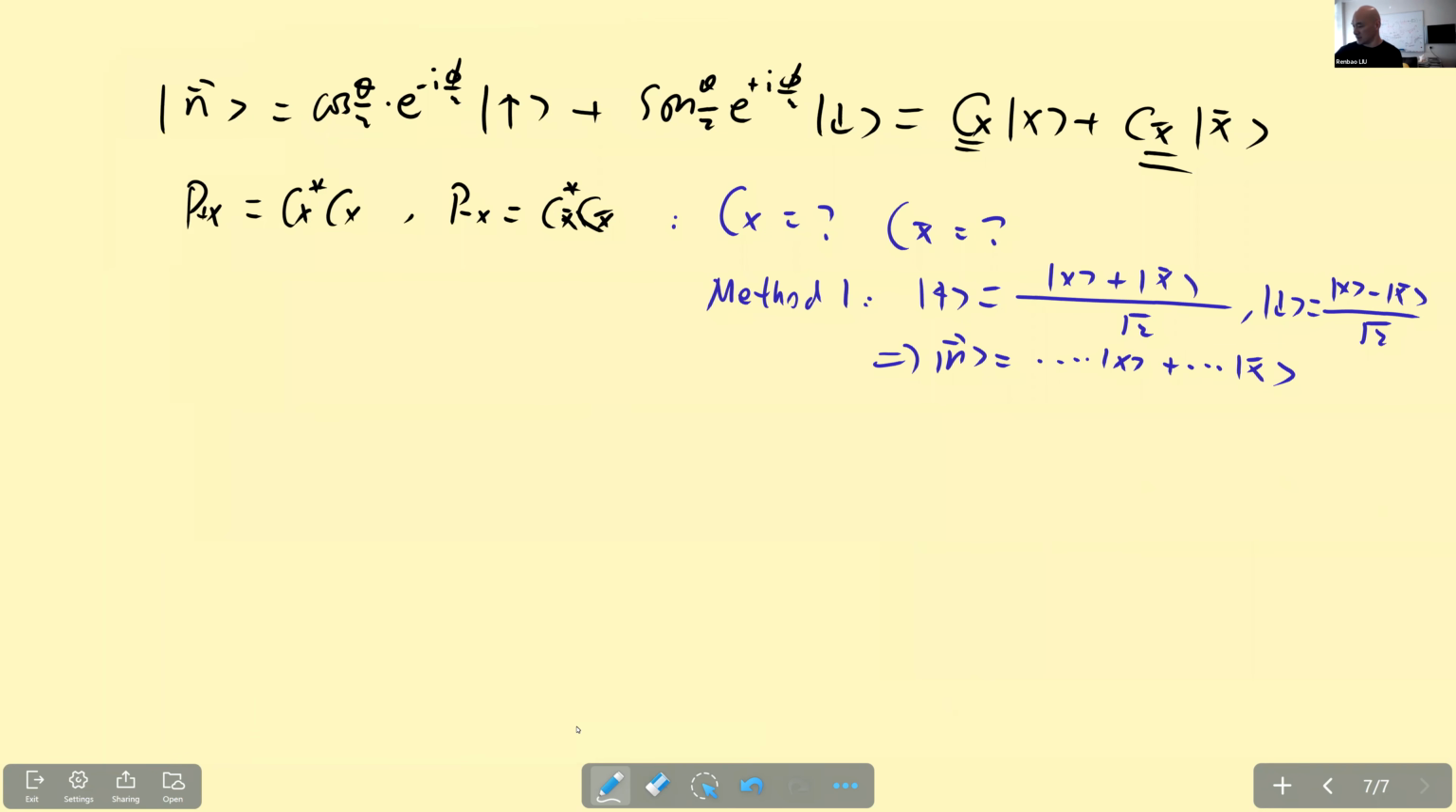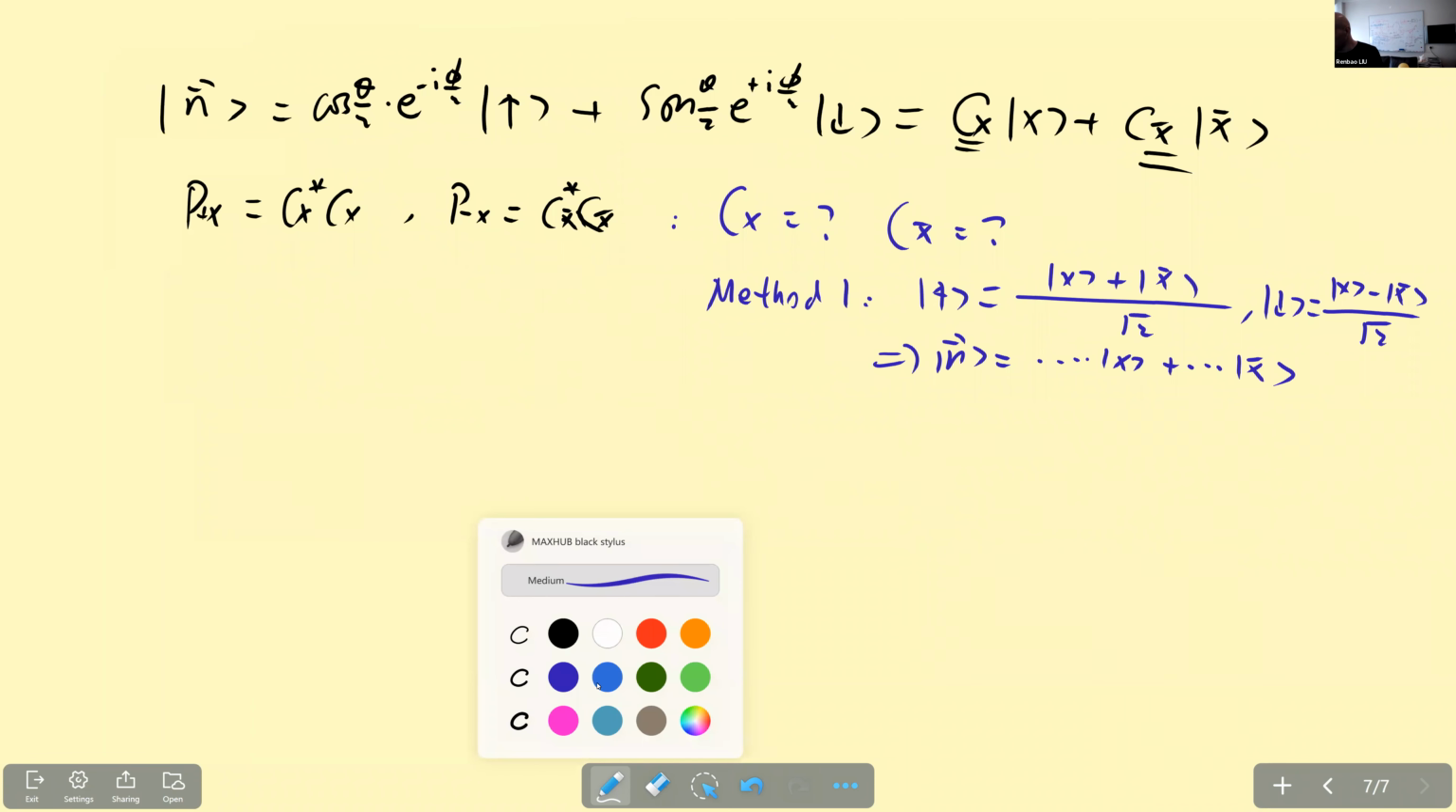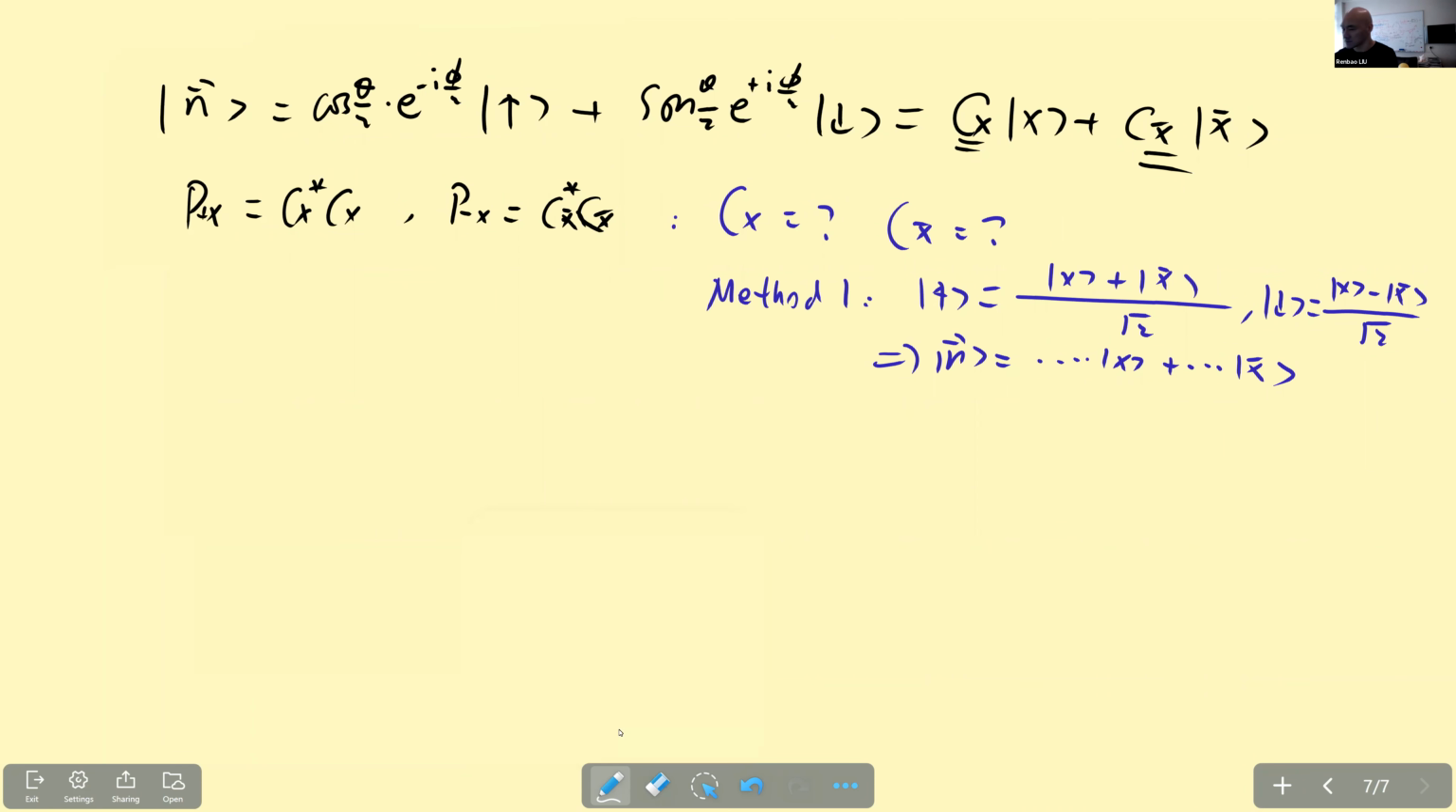Okay, so method 2. They are actually equivalent, okay? So we know that cx must equal to the overlap between the two, the inner product between the two states, the eigenstate x and the state you are measuring the operator on. Okay. So now we just do this one.